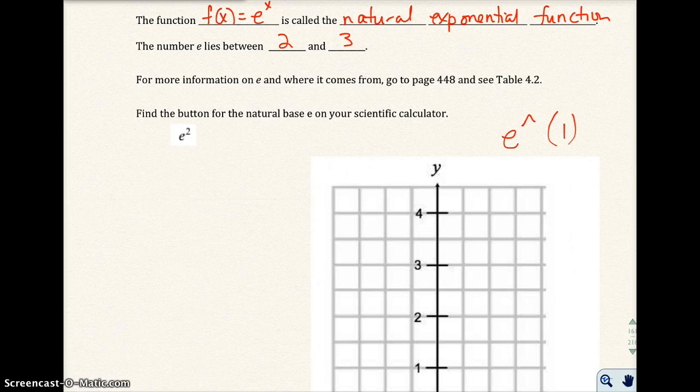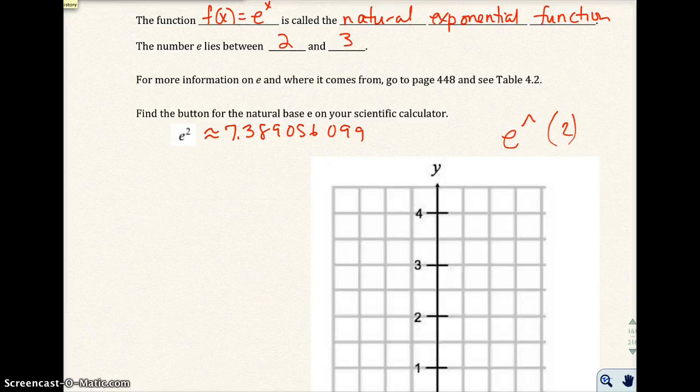So type in 1. But now actually we're going to type in 2. We're going to do e squared. So we're going to find that squared. And when you do that in the calculator, you'll get approximately 7.389056099.